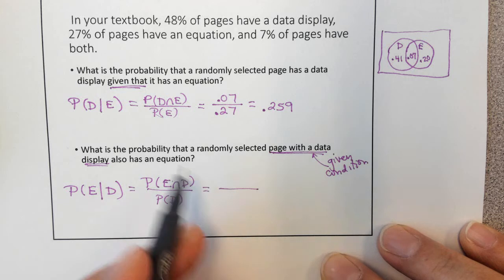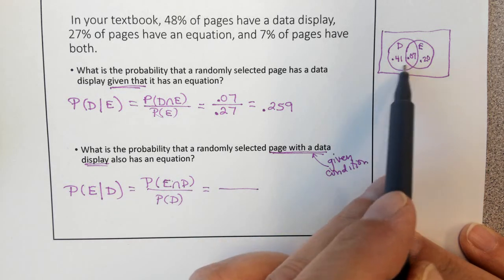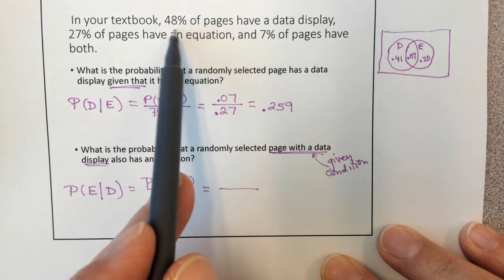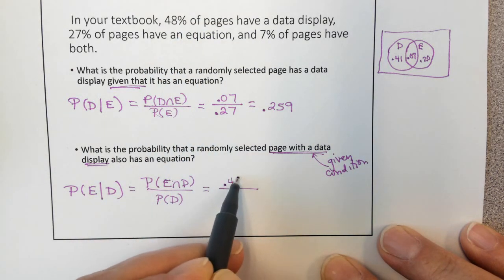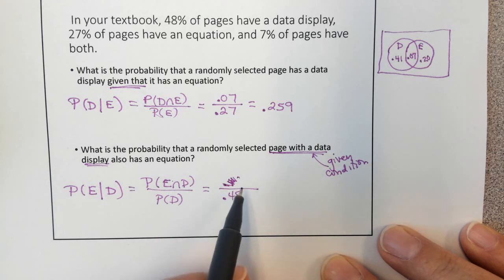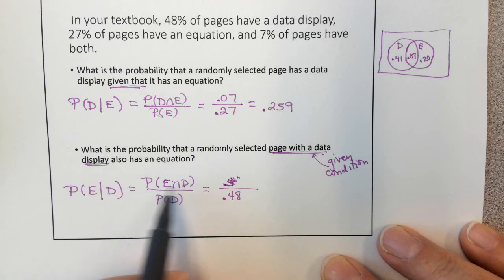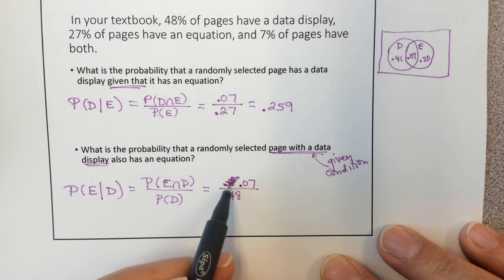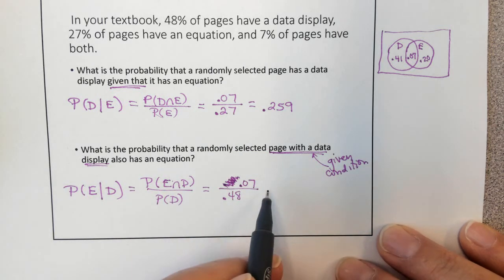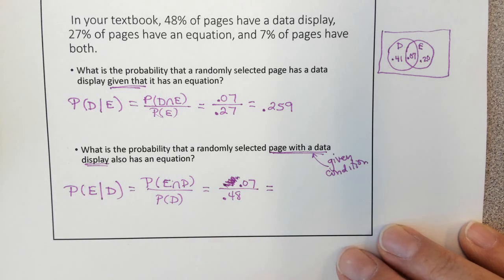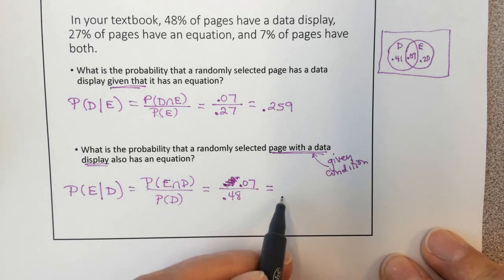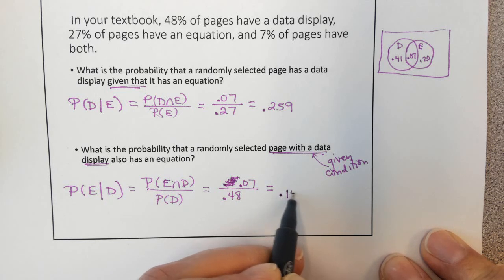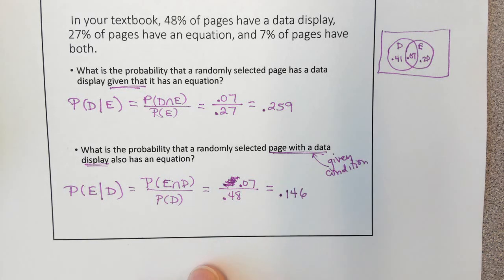All right, we do the bottom first. Data display is 48%. All of that circle is 48%, or you can use the 48% from your problem stem. And the numerator is the intersection of equation and data display. So how many have both? And that's the 7%, so 0.07 over 0.48, or 7 divided by 48 if you're going to pick up your calculator. That might be quicker. And then when you divide that, it's going to be about 0.146. So less chance of that happening because of the bigger denominator.